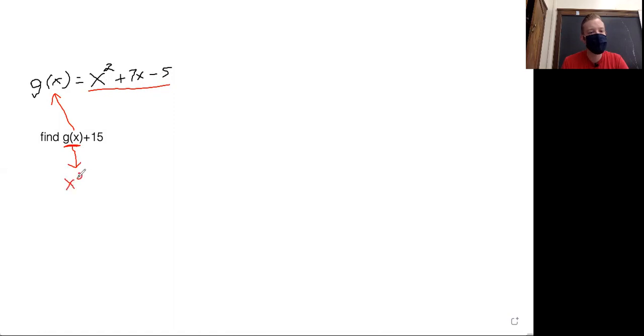Got x squared plus 7x minus 5, plus 15. And similar to the other problems, I see that I've got this plus 15 on the end here, which is a vertical translation. It would move our graph up 15 spaces. But that is also going to go on the end right here, because that part, that plus 15, did not change. All we're doing is substituting in what we know g of x to be equal to.